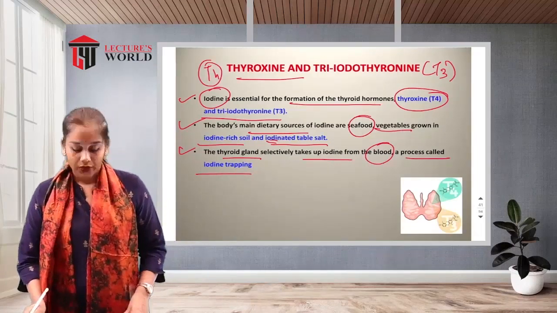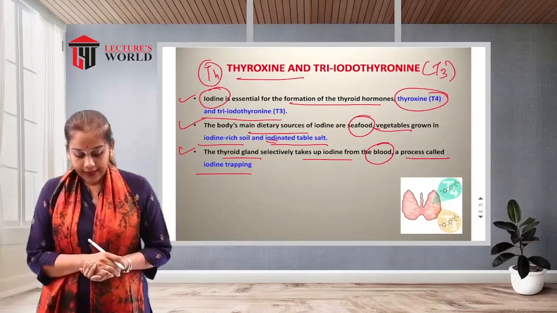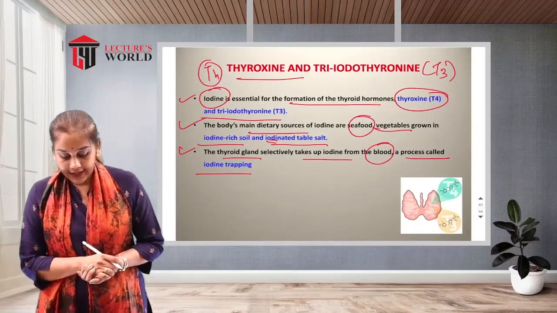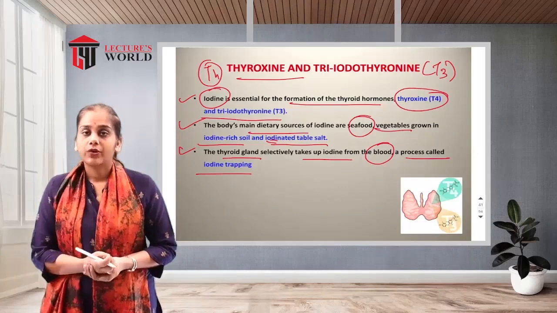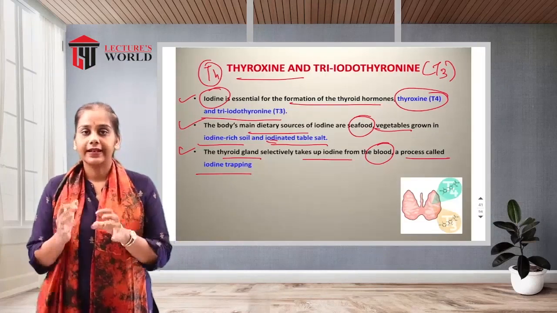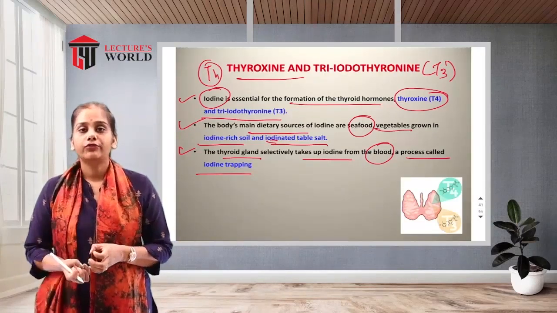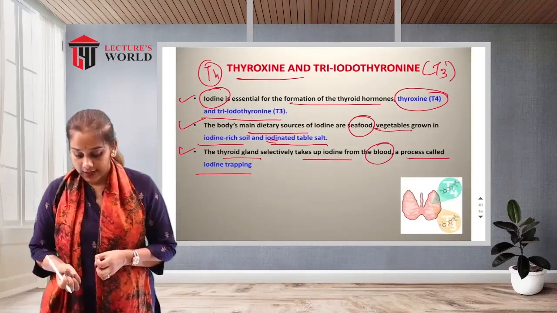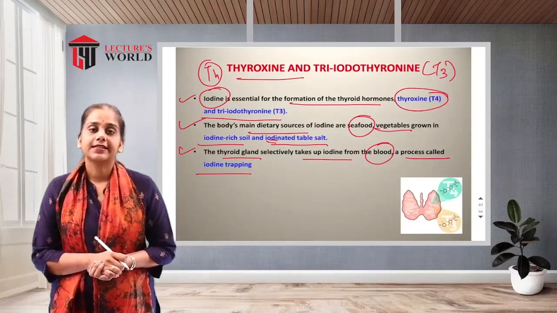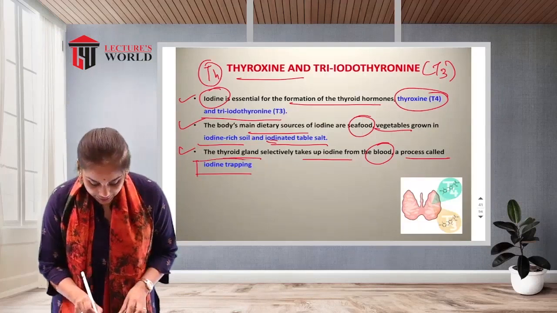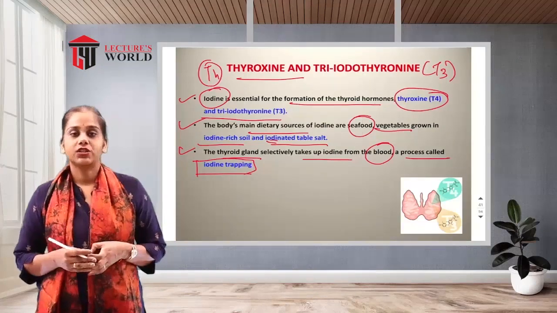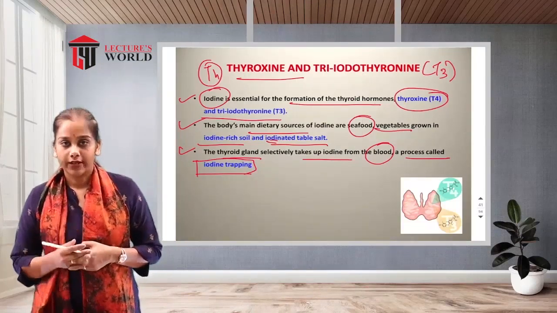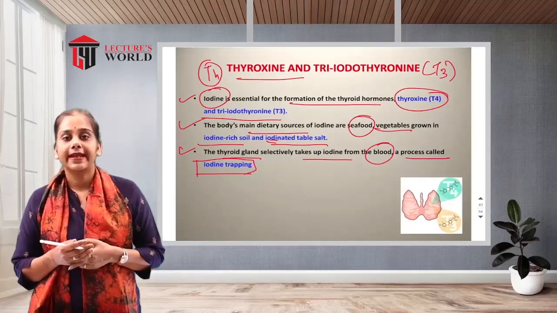iodine trapping. What is iodine trapping? The thyroid gland takes up iodine directly from the blood. That process is known as iodine trapping. It is very essential for our body, for the production of T3 and T4.